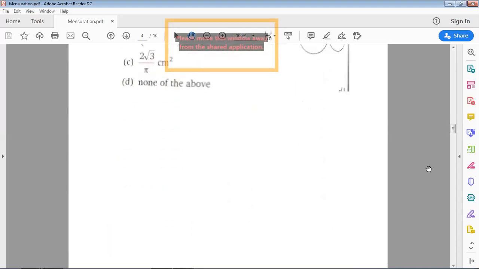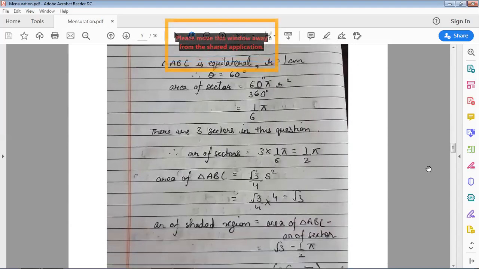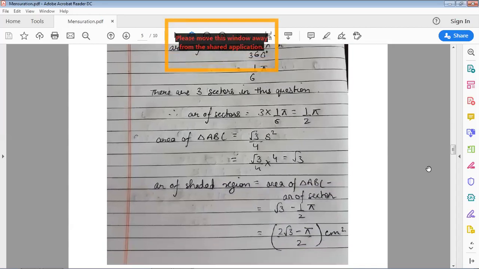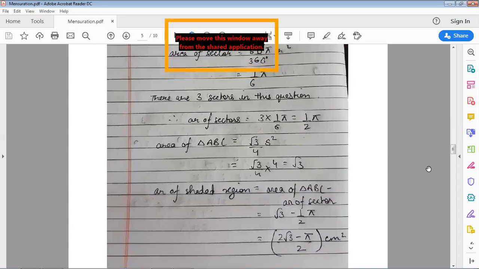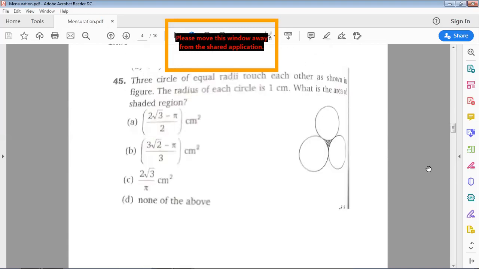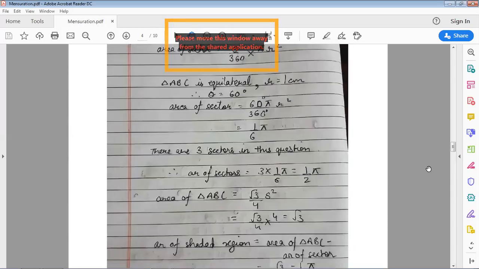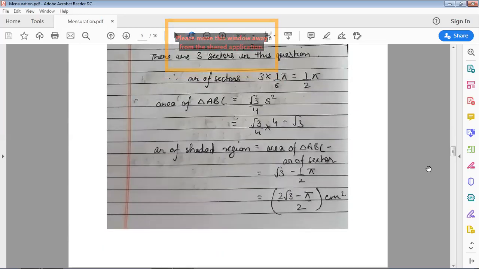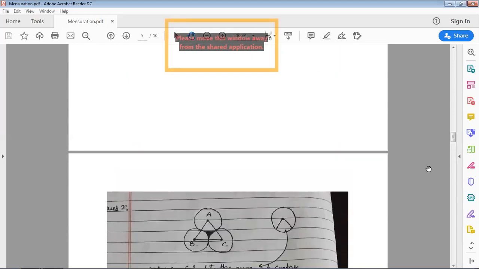See, the answer I got was root 3 minus 1 by 2 pi. But I don't have any options relating to that answer. So I have to calculate the answer which is given in the MCQ. So what I have done is I have taken the LCM and I have got an answer 2 root 3 minus pi upon 2. And I have this option in the MCQ. So this is how you calculate these types of questions.